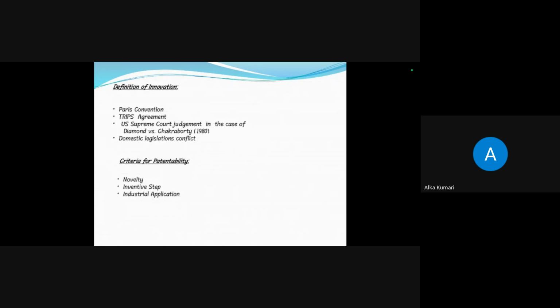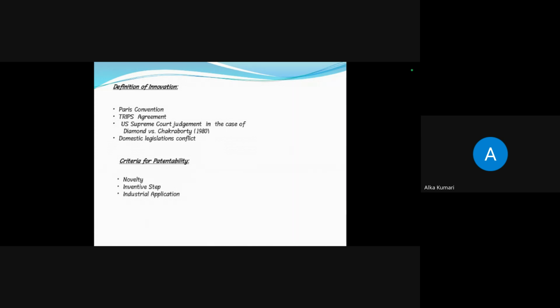So, what is the criteria for patentability? Patent law gives three conditions to be fulfilled for a patentable subject matter. If a subject is to be given patentability, then it must follow these three steps: one is novelty, second is inventive step, and third is industrial application.